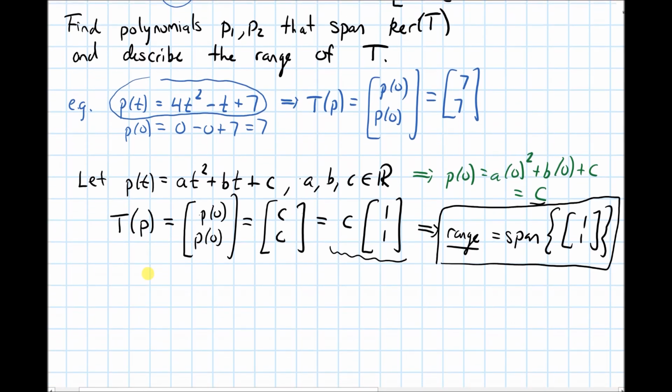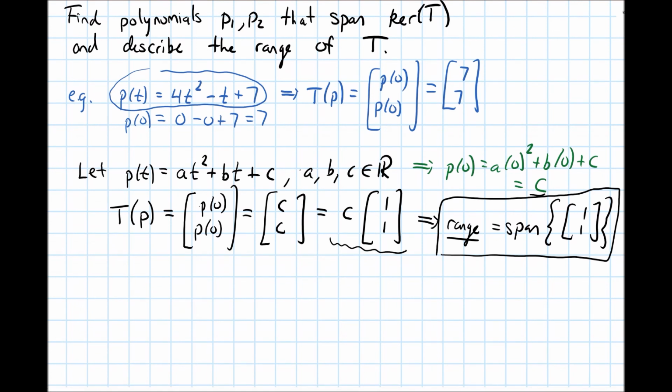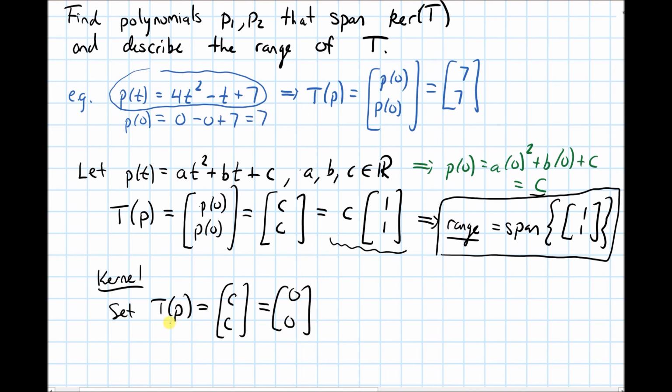Now let's see if we can do the part about the kernel. So when we talk about the kernel, let's set T of p. T of p, remember, ended up equaling c when I plugged in this arbitrary polynomial. When I'm talking about the kernel, I want the output to be equal to (0, 0). I want to know what p I plug in to get out (0, 0). So c has to equal this vector (0, 0). So that means c equals 0.